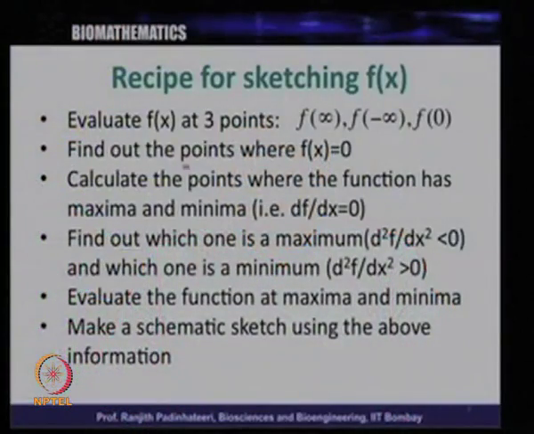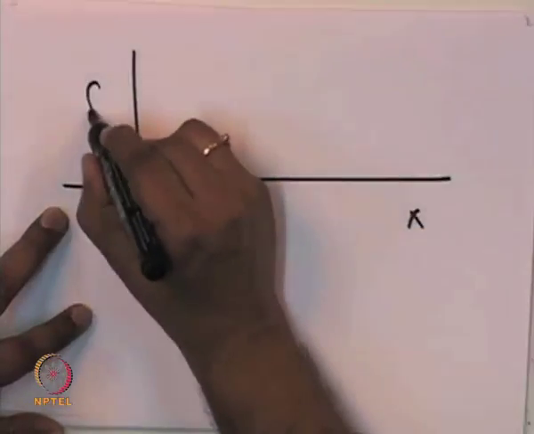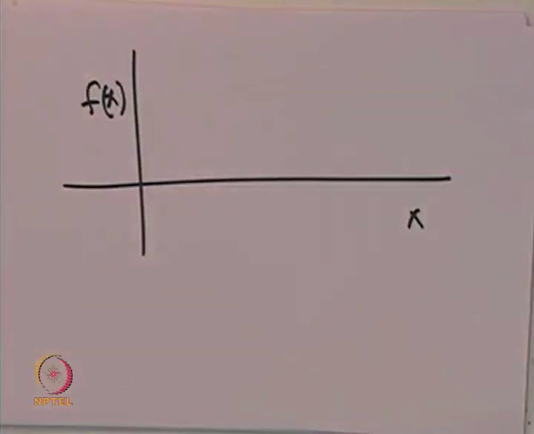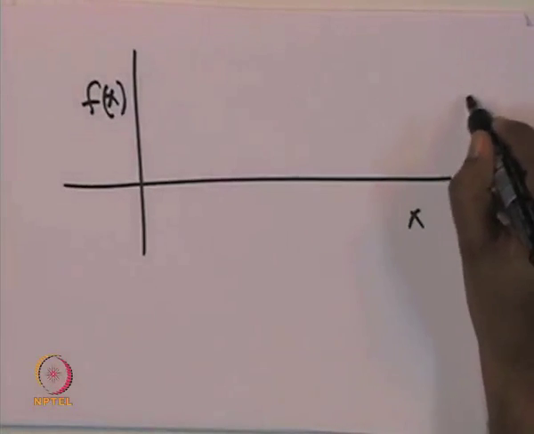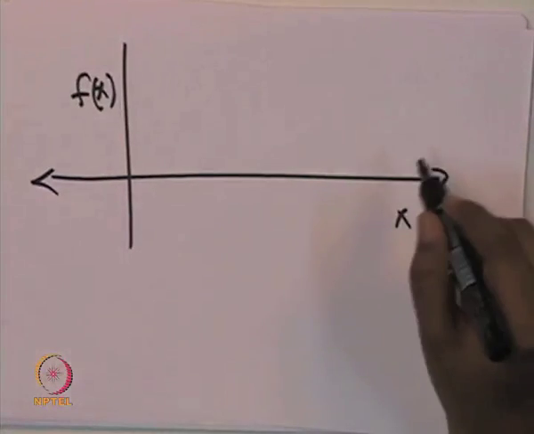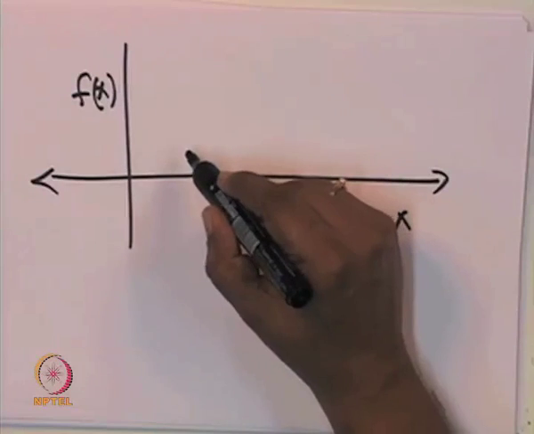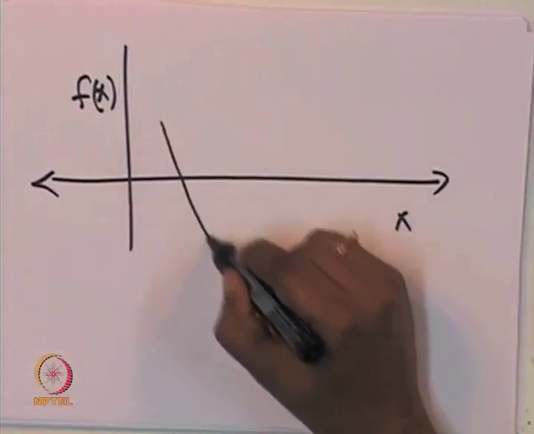Step 2 is to find out the points where f of x equals 0. Let us say you have any function, where this is x and this is f of x or y. First we find out the value of f of x as we go to infinities, and then we find out for what value of x this f of x will be 0. That will give us some idea of where the function is crossing 0.